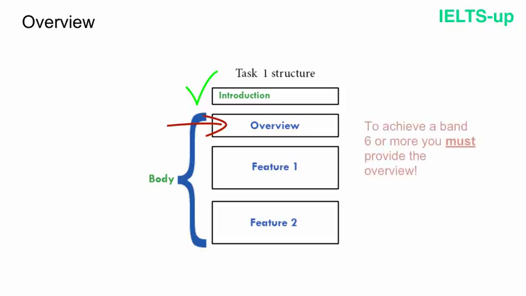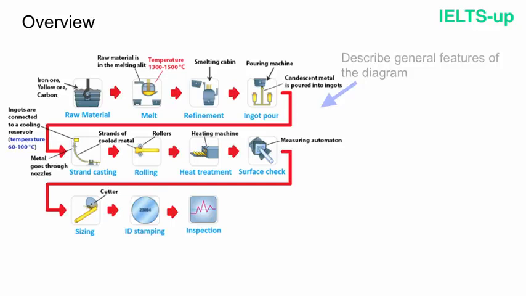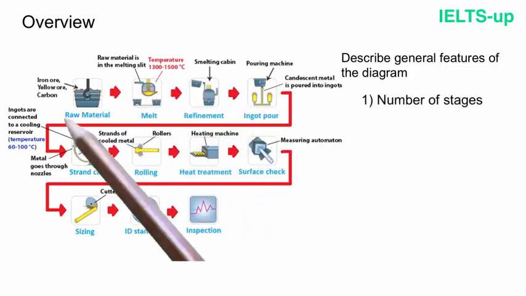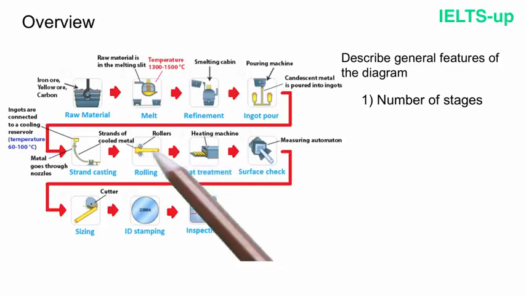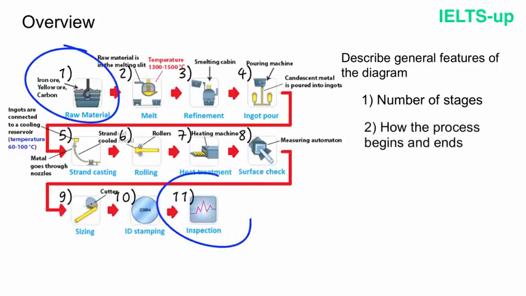To achieve a band 6 or more for a task 1, you must provide the overview. In the overview paragraph, you describe general features of your diagram. But unlike line graphs, pie charts, and bar charts, process diagrams have no general trends or key changes to identify. That's why, while giving the overview of your diagram, you should write, first of all, the number of stages. As you can see, in this process we have 11 stages, and how the process begins and ends.